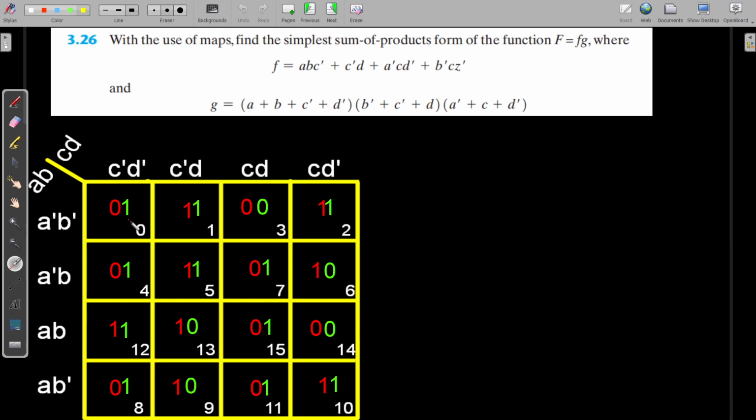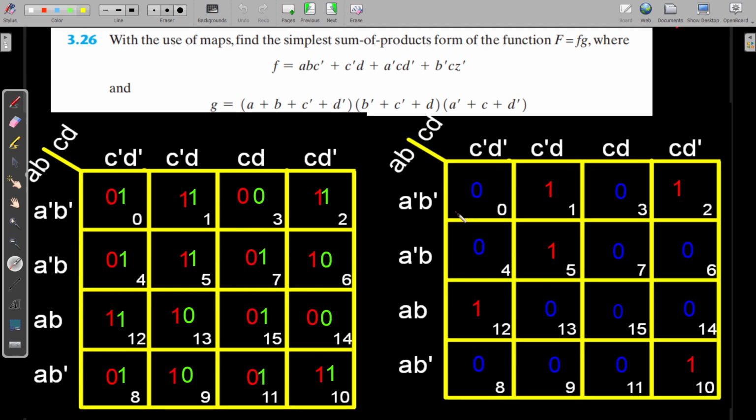Do one more thing. The rest of the cells must be provided with the value one, which is marked here with green color. So 0, 1, 2, 4, 5, 7, and then 12, 15, and then 8, 11 and 10. These are all marked with 1s. As we want to find the ANDing of F and G, and F and G are marked in every cell, we can perform a bitwise operation. So 0 AND 1 you will get a 0.